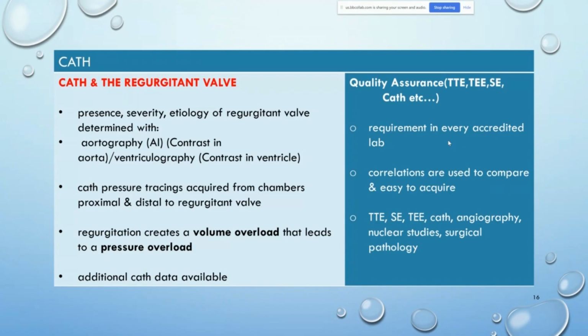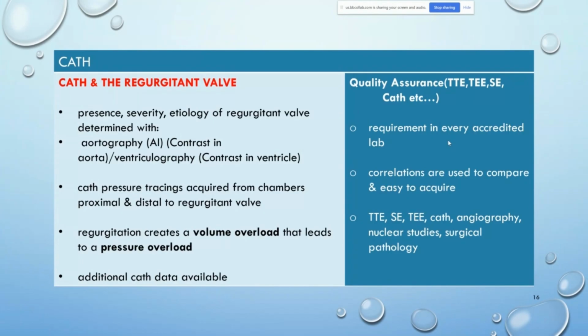It is not optional. It is required of every accredited lab. And so the correlations are going to be used to compare to each other so they can give that patient the best information that they have on the patient's pathology. Other things that they use are nuclear studies, and it can tell the doctor, let's say they did surgery, if the surgery was successful or if it didn't go well, or if the patient continued to have symptoms, why they would continue to have symptoms.